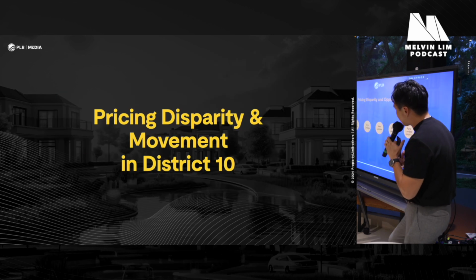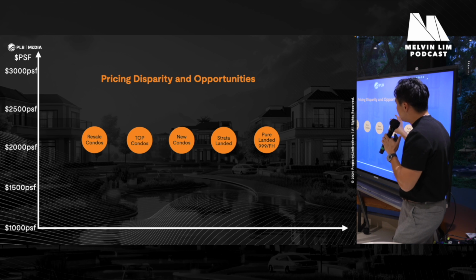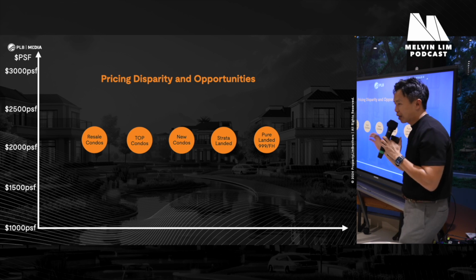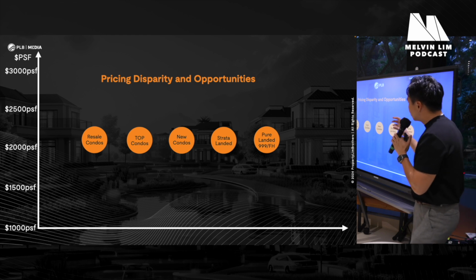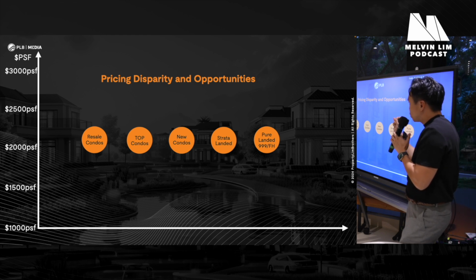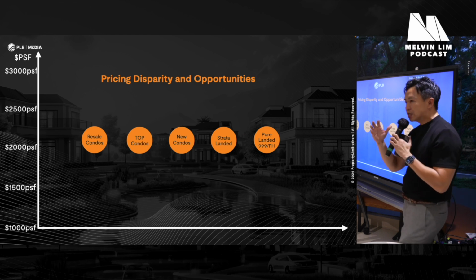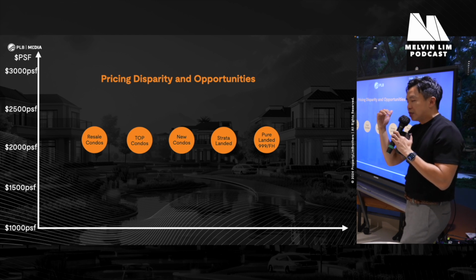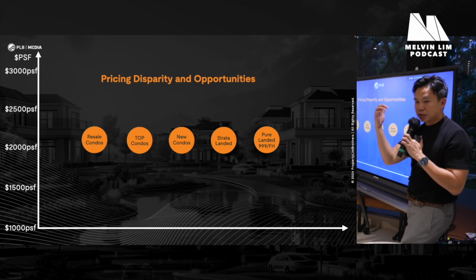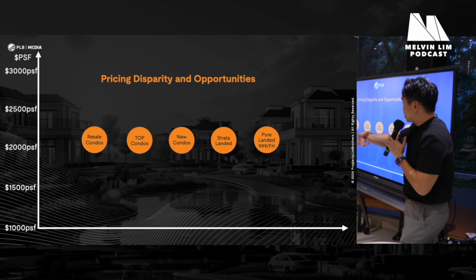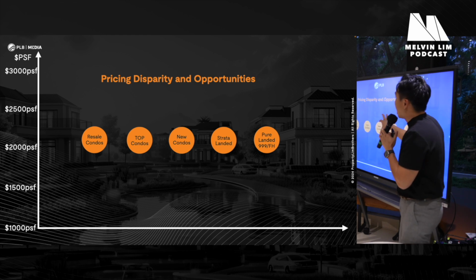So let's have a look at pricing disparity. Now, I like to look at movement based on, I would say, product category. It is important to know it because when certain price gaps become too close, you get new audiences in the landed market. So for example, if the new launch market pricing goes up to a new quantum level, or resale freehold condos go up to a new quantum level, you get a spillover effect of these audiences into the next category. The reason is because people like to shift their capital into the hardest asset.